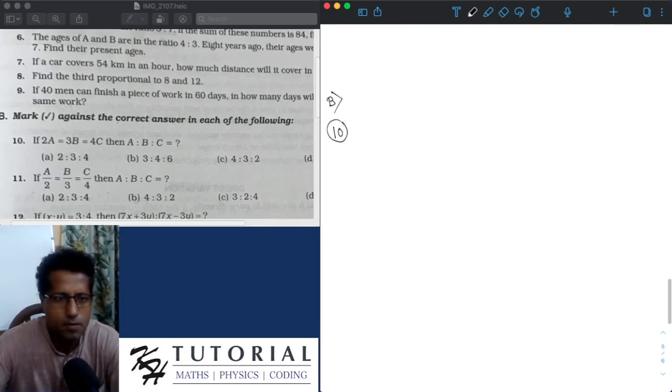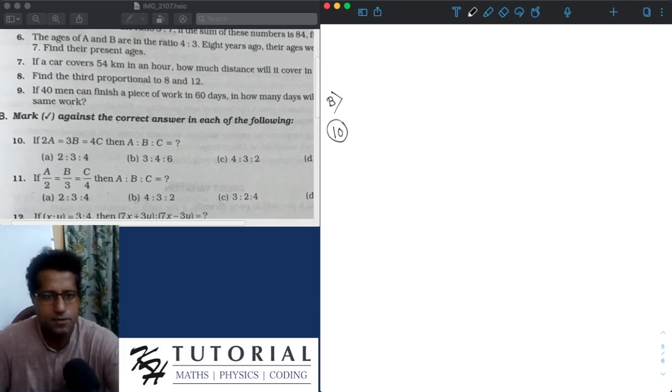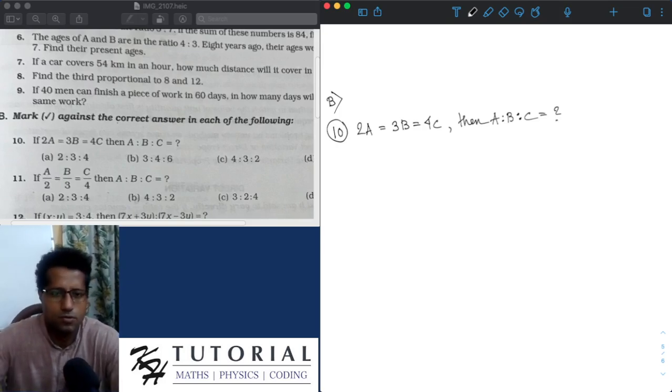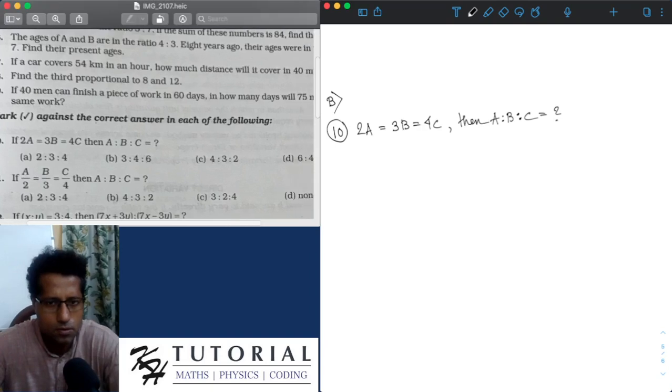Section B, problem number 10 says it is given that 2A equals 3B equals 4C. Then it has asked to find the ratio of A is to B is to C. We have to compute this. Okay, so this is an MCQ. We have to choose the correct choice.